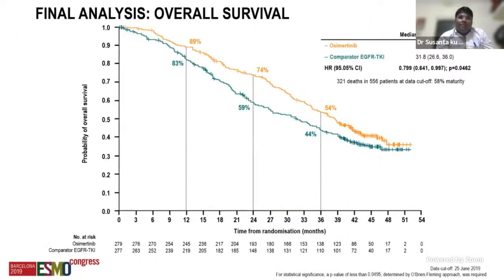The final analysis about OS is 36.6 months. So here also the hazard ratio is 0.79 with a significant p-value. This study showed us that osimertinib, the anti-EGFR TKI, is the only agent showing overall survival benefit in all groups of patients, including CNS mets.